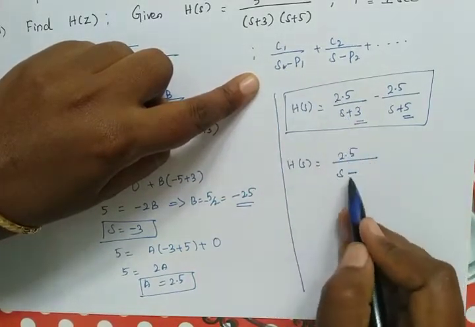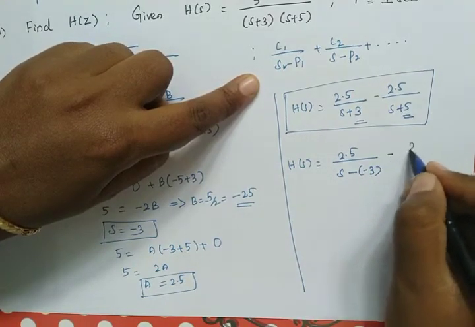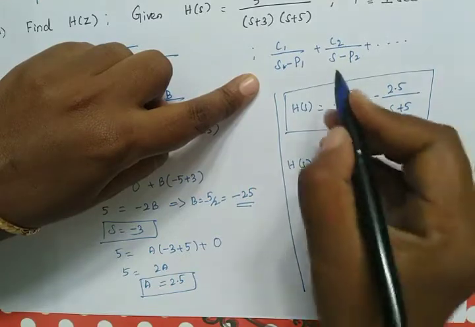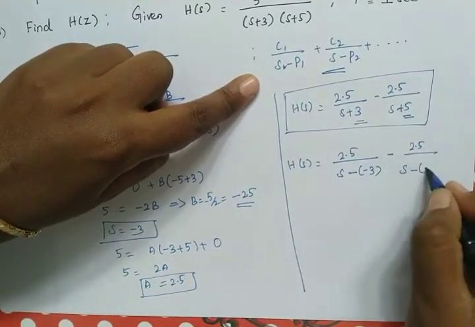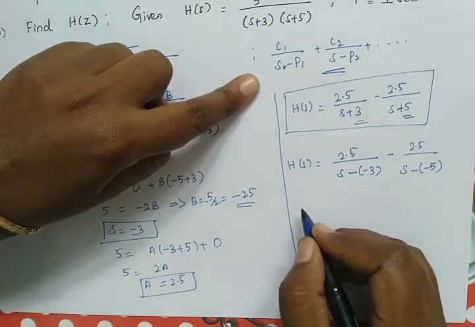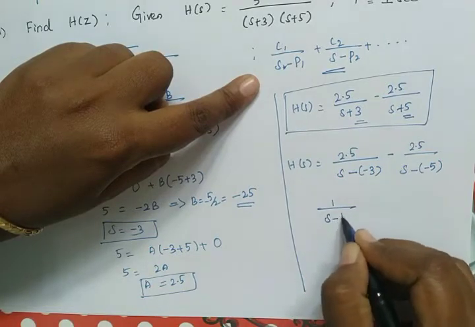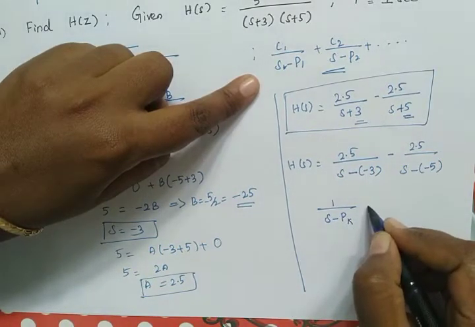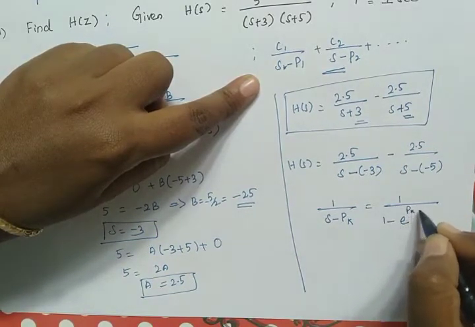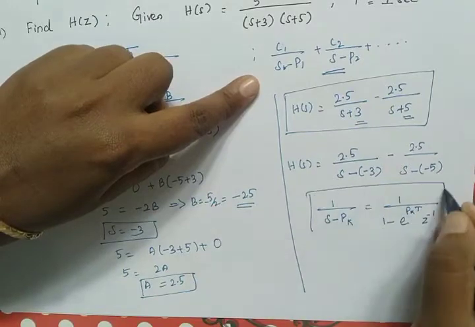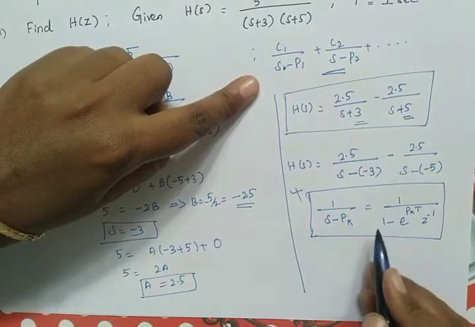So 2.5 by s minus of minus 3, and here it is already minus 2.5 divided by s minus, this is the general expression. So we have to substitute this in the general expression, minus of minus 5. Now, because we know that the expression is given by 1 divided by s minus pk, we can write this as 1 divided by 1 minus e power pkT into z inverse. This is what we know previously, that is a general expression. Now we have to substitute in this.